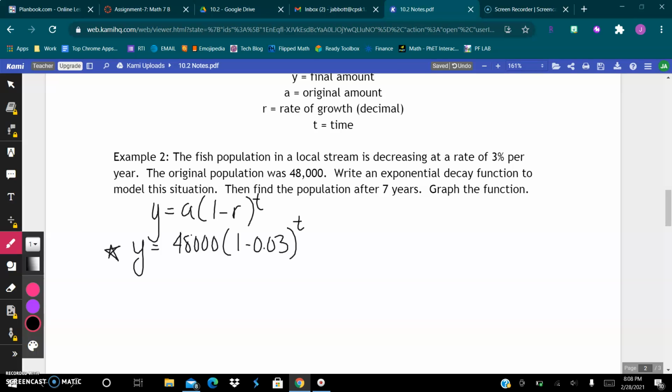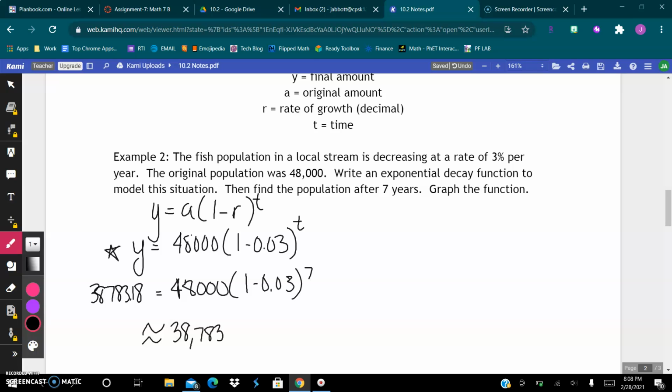Then find the population after 7 years. So we're going to plug 7 in for t. Type that in our calculator. And we are going to get 38,783.18. So about, since we can't have 0.18 of a fish, about 38,783 fish after 7 years.